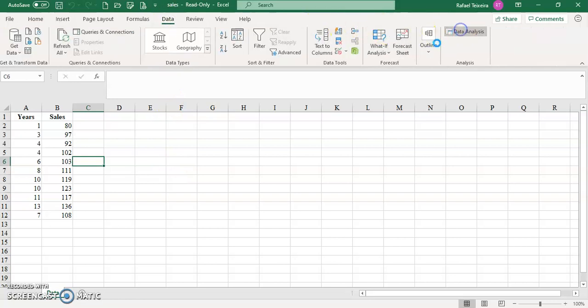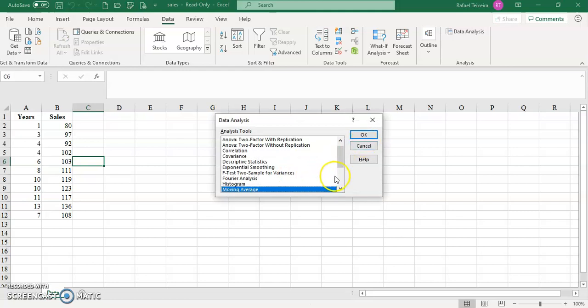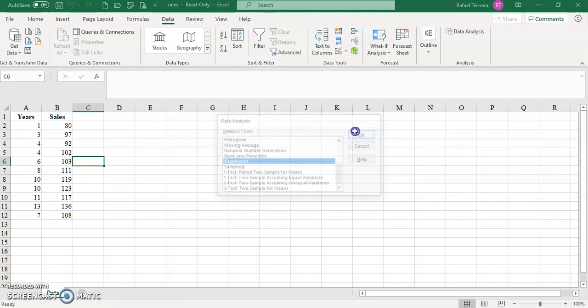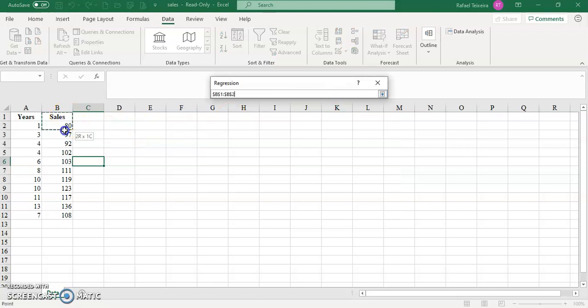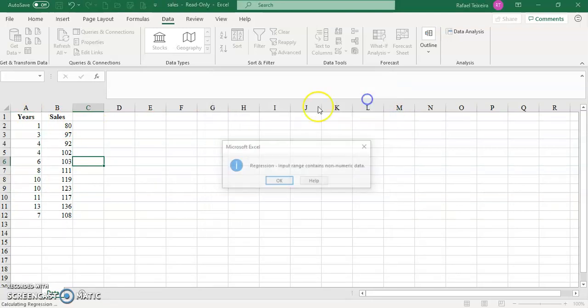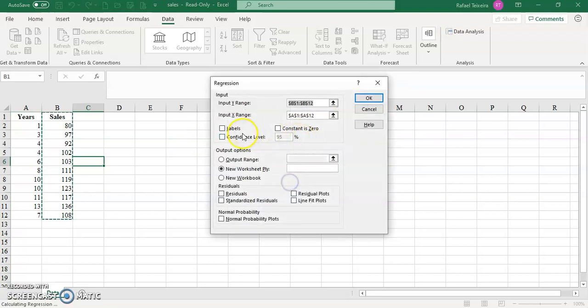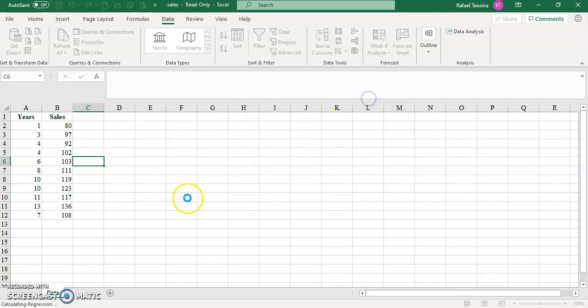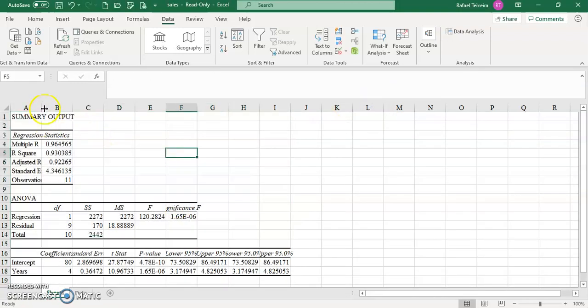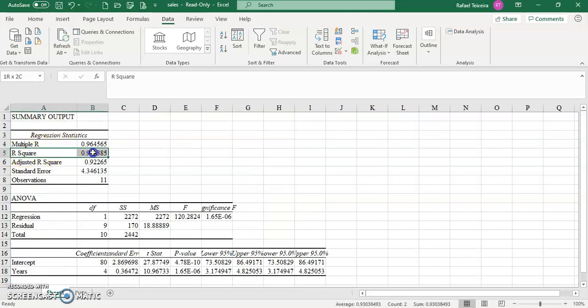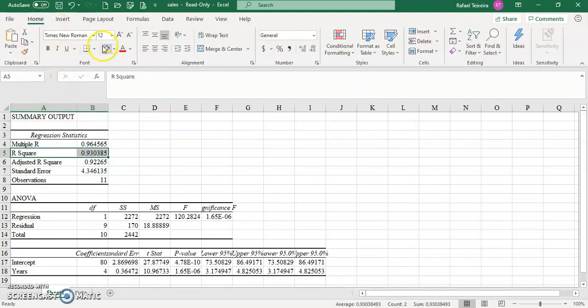If you go to data analysis, I'm going to do this very quickly because you have seen this before. So we go to regression, okay, and then Y range is sales, X range is years, and labels, I have to check labels. Okay, it's checked. So the coefficient of determination is here, R squared. So you can see here R squared.